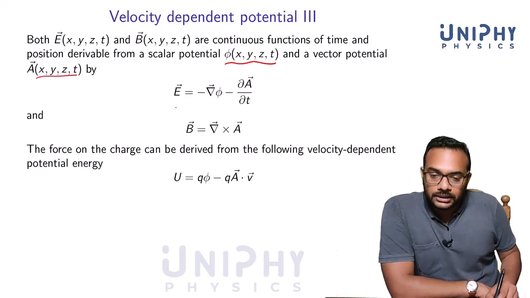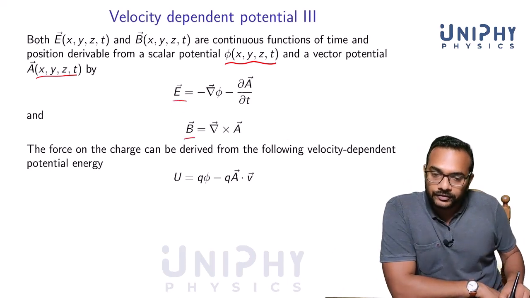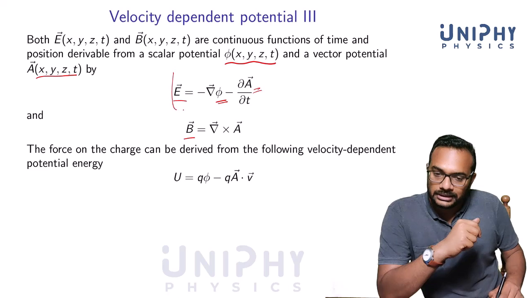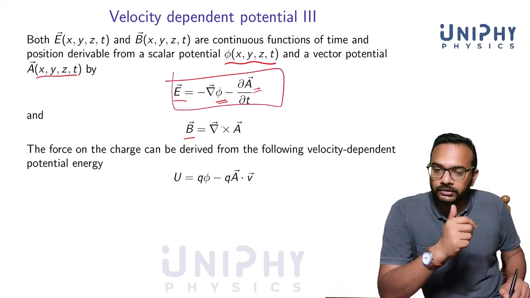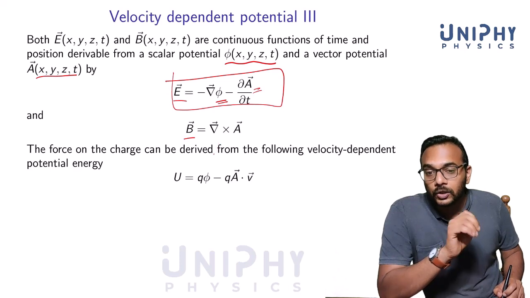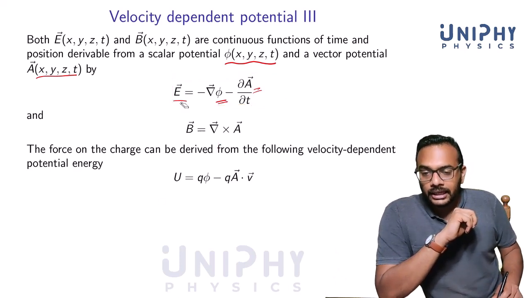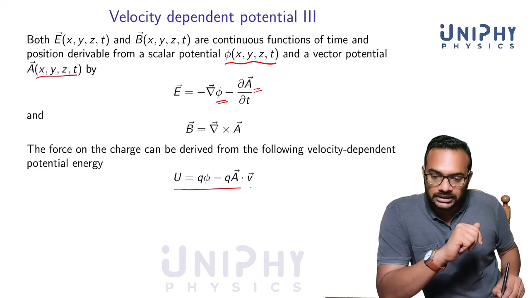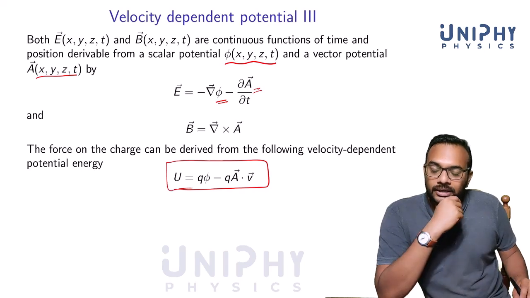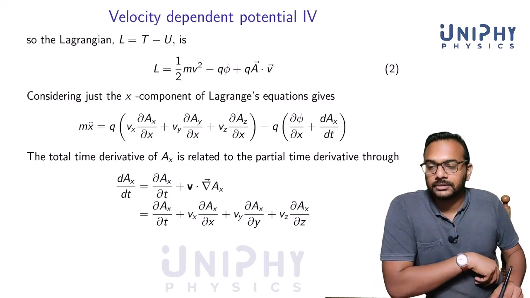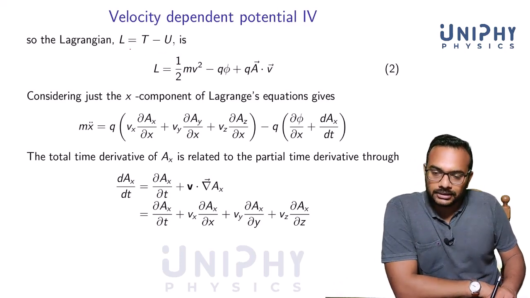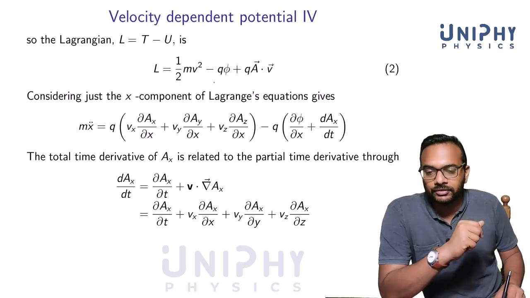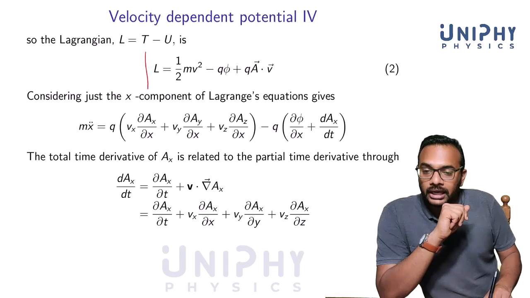All right. So, the point here is that the electric field and magnetic field can be written in terms of the scalar potential and the vector potential. You remember this: E vector is equal to minus del phi minus dou A vector by dou t, and B vector is equal to del cross A vector. And there is a potential from which the force can be derived. The velocity dependent potential is given by U equals Q phi minus Q A vector dot V vector. As we said earlier, the Lagrangian can be written as T minus U, which is half mv square minus Q phi plus Q A vector dot V vector.